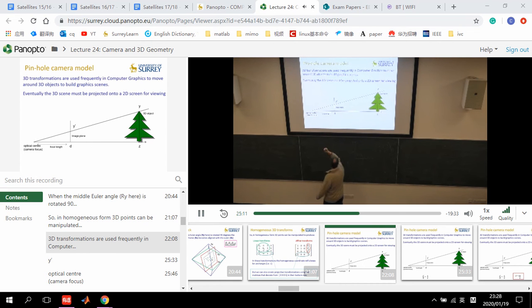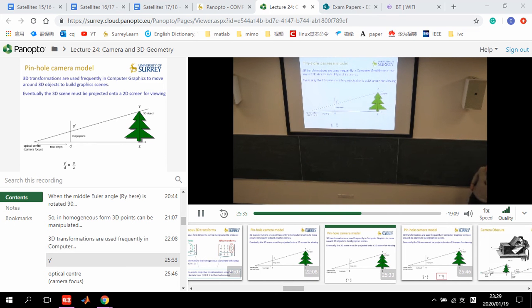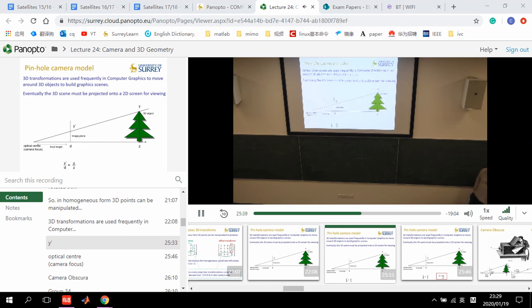Oh, sorry, I've misdescribed this, I'm sorry. So the tree is at distance z away. The window is at distance d away from us. So the ratio of the height of the tree to its distance is equal to the ratio of the height of the tree on the window and the window's distance from us. So we end up with this simple ratio: y prime over d is equal to y over z.